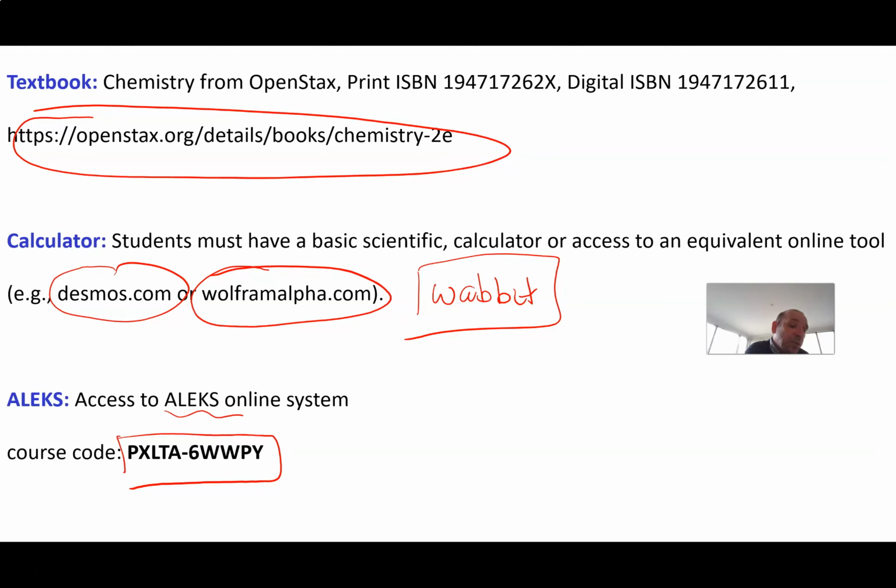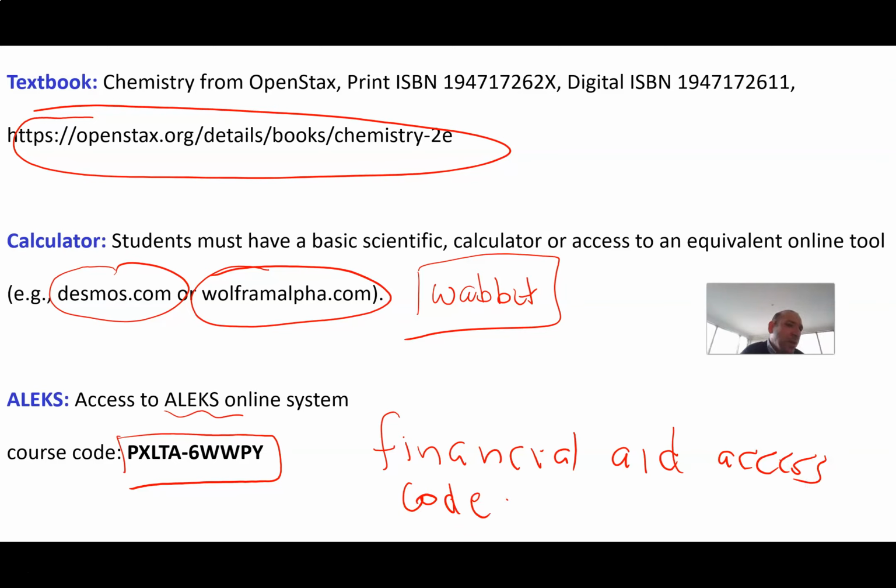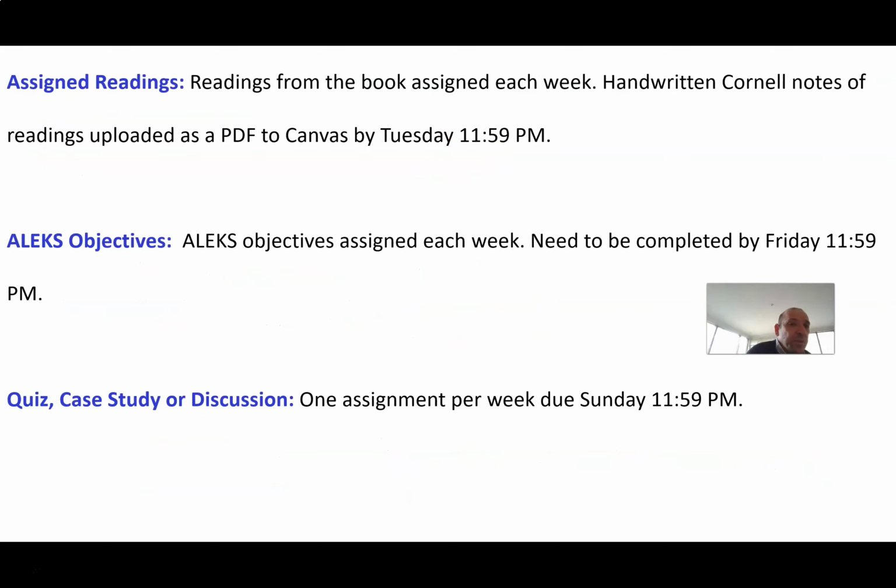If you can't afford to purchase access to ALEX, I did send out via Canvas, it's in the week 0 module, a financial aid access code. You can use that to get 2 weeks access to ALEX. And if you are anticipating that you're going to have trouble beyond that 2-week period paying for ALEX, just let me know and I'll try and work something out for you.